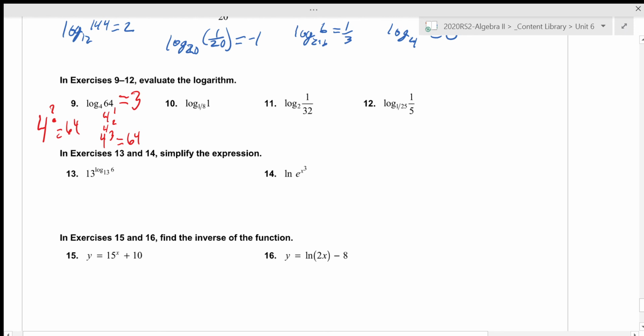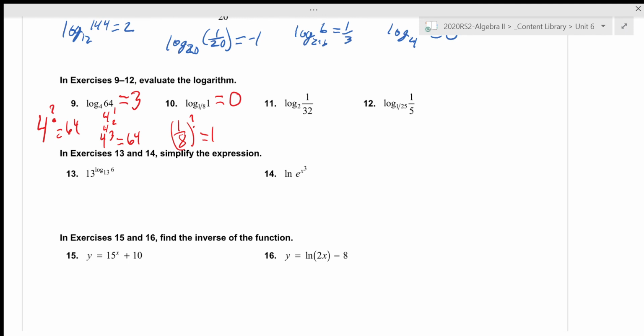All right, log base 1/8 of 1 is equal to what? So this is saying 1/8 to what power is equal to 1? Well, anything to the 0 power is equal to 1. So this is just 0, because 1/8 to the 0 power is equal to 1.